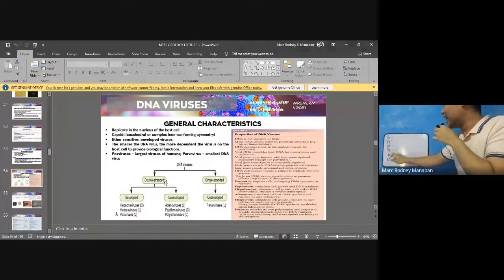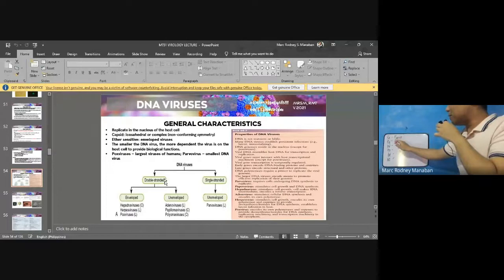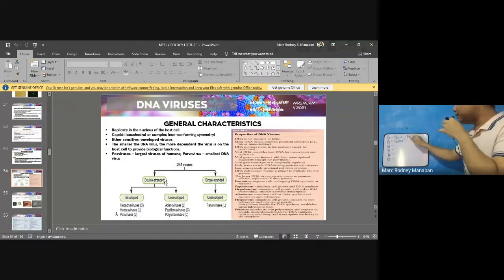Okay. So again, the first PA stands for parvo. Another PA is for papova. And papovaviridae consists of two families, papilloma and polyoma. Alright? AD stands for adeno. Okay? PO stands for pox. The first HE stands for herpesviridae. And then the last is for HEPA DNA. Alright? So that's all our DNA viruses.